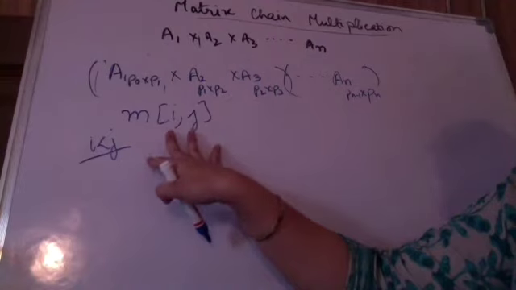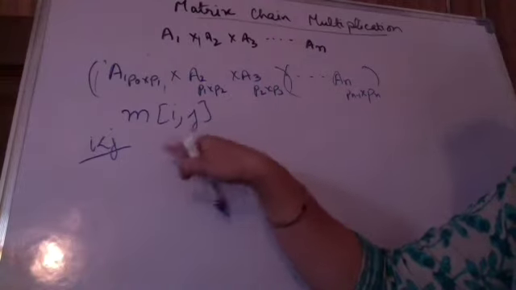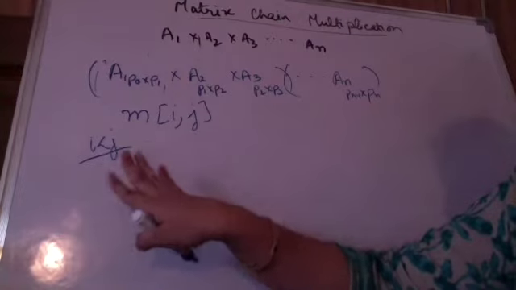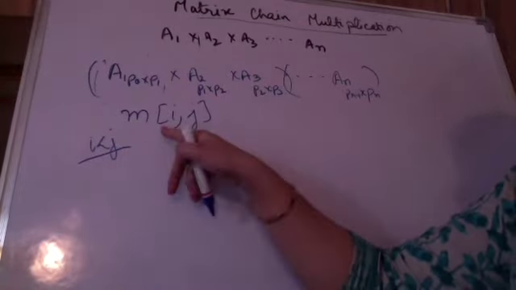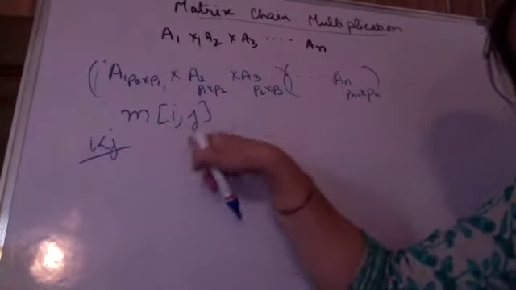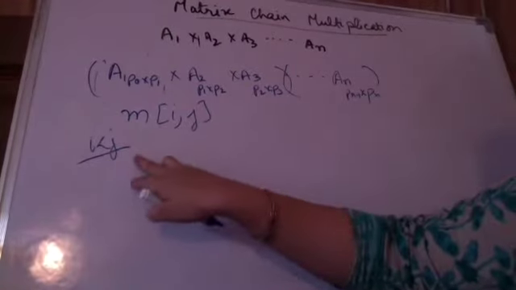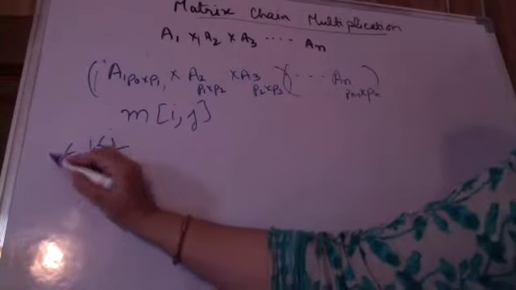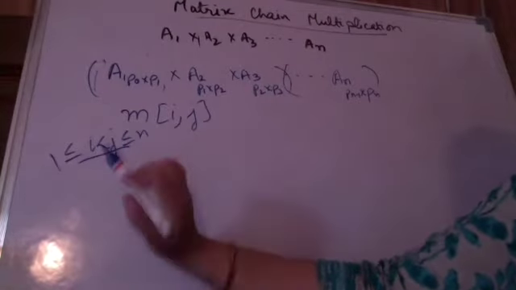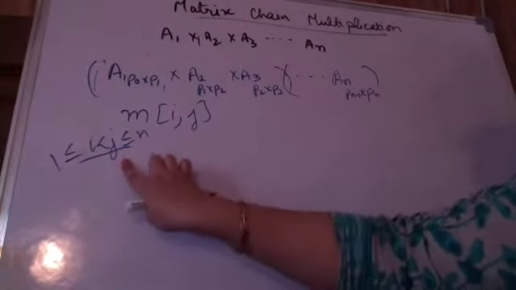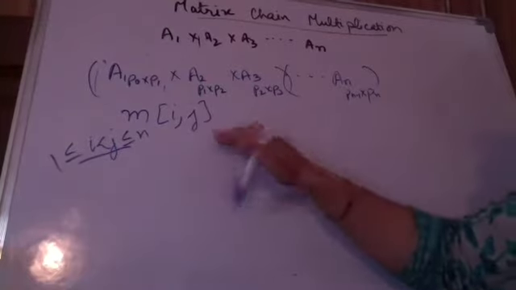If i is equal to j, then we do not have to multiply A1 with A1. There is no such thing in a chain. That is the zero case. So when I am multiplying, say, A1 to A2, or any A_i to A_j, where i and j lie between 1 and n obviously, but i is definitely less than j. So I'm trying to find this out.